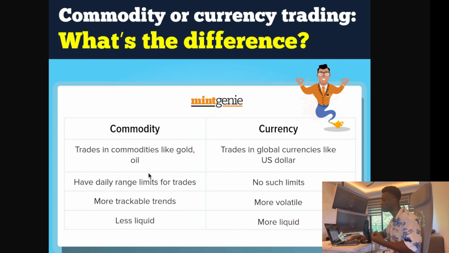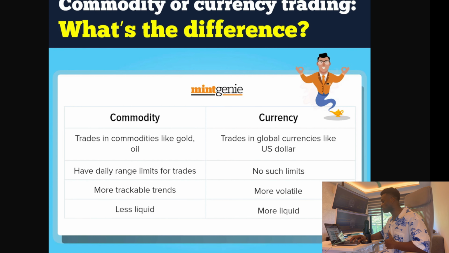Also, the key difference is that they have their daily range of trading. This is more complicated, but you don't have to worry about this. And they also have a more trackable trend. Another thing is that they have less liquidity, which means that currency can be easily printed, which provides more liquidity. Compared to the commodities, their resources are very hard to get, like gold. And as you know, it's also hard to get silver and other commodities. So this is the key difference between commodity and currency.